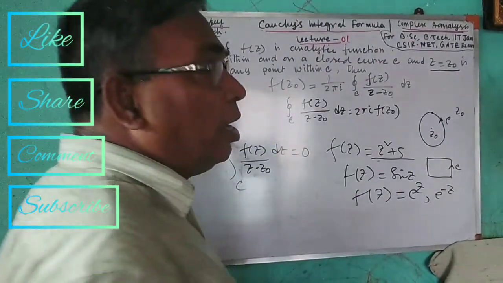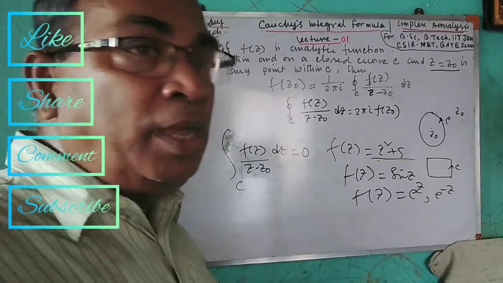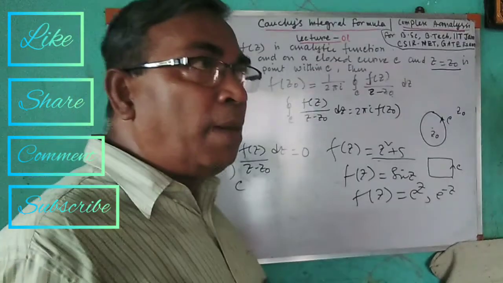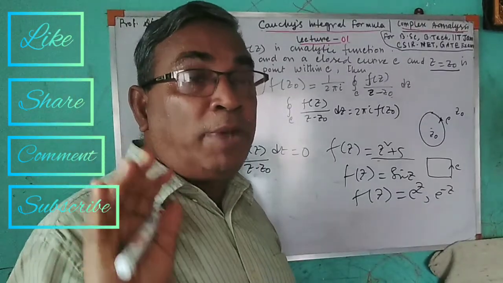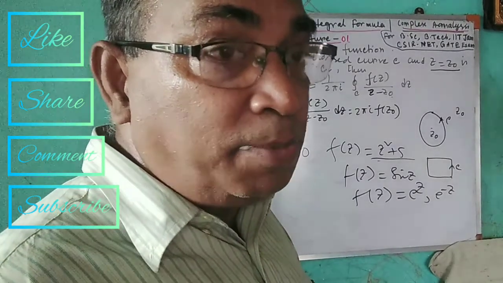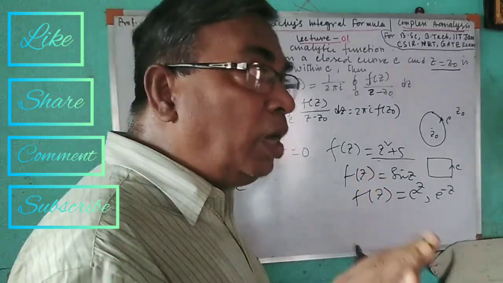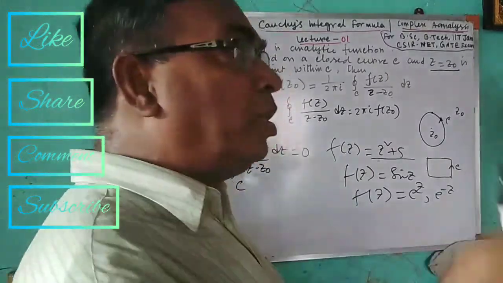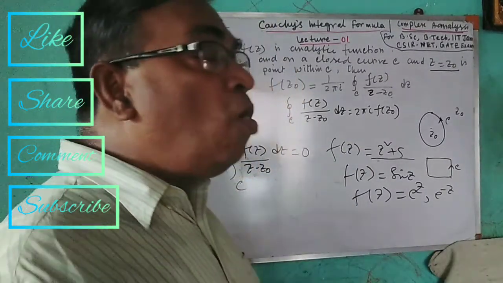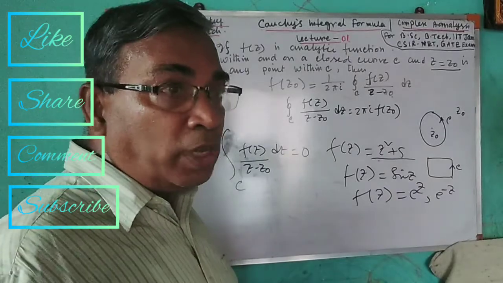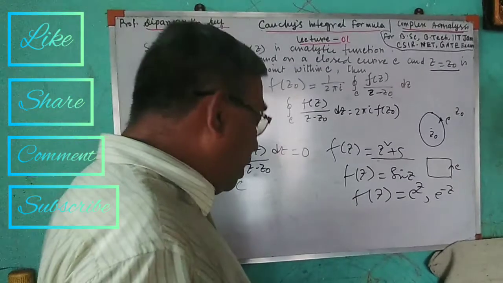That means Cauchy's integral formula is applicable when there must be a singular point. It may be not only one singular point, maybe 2 singular, maybe 3 singular. One by one, step by step, I will do the sums. Okay, so now let's see an example.